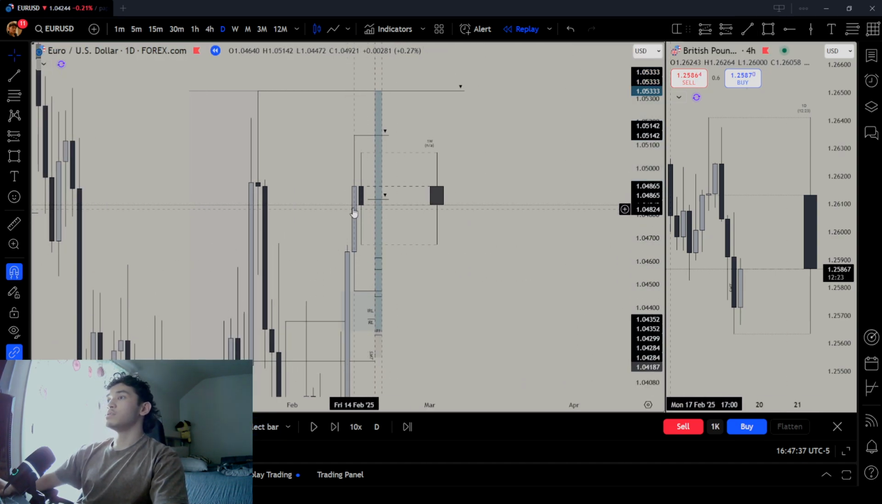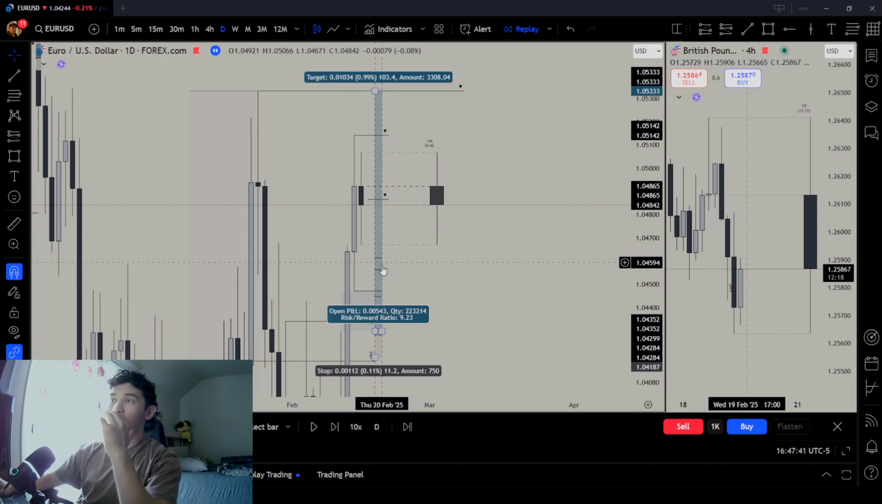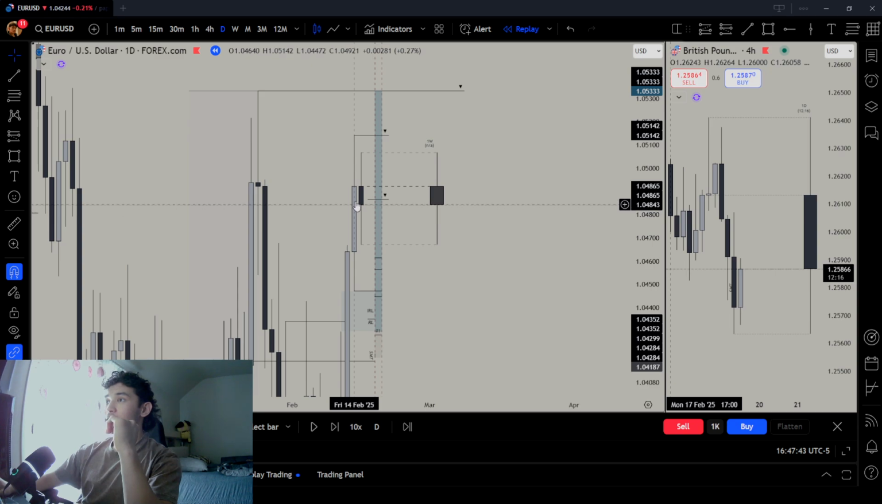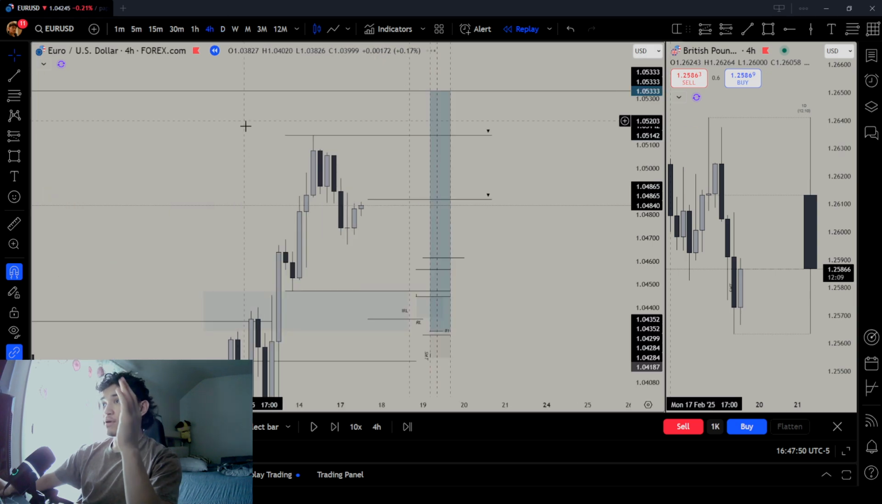Yesterday you could see there's a CRT right over here, right? The daily CRT. Yesterday we had the same bias to the upside because weekly CRT to the upside. We had a daily CRT right over here. We're looking for the daily CRT low to get purged. Once the daily CRT low gets purged, we're looking for longs here, right? So now let's go to the 4-hour time frame.